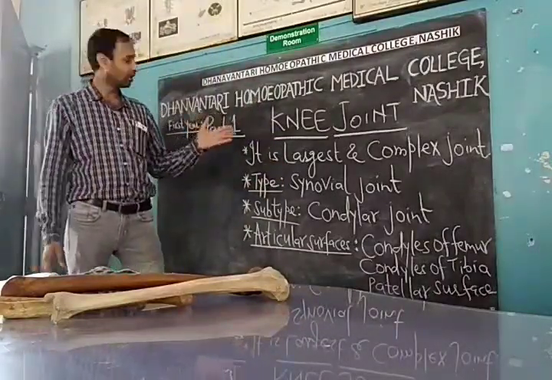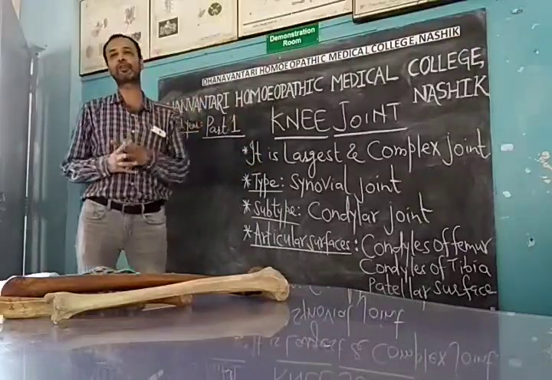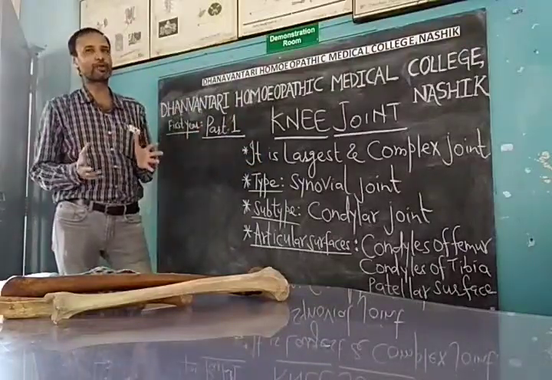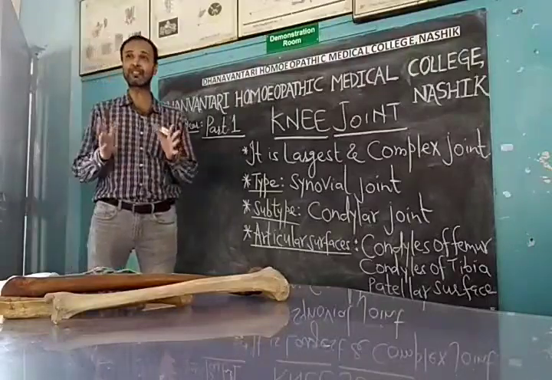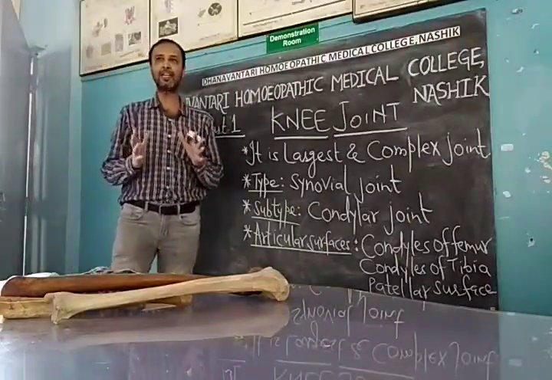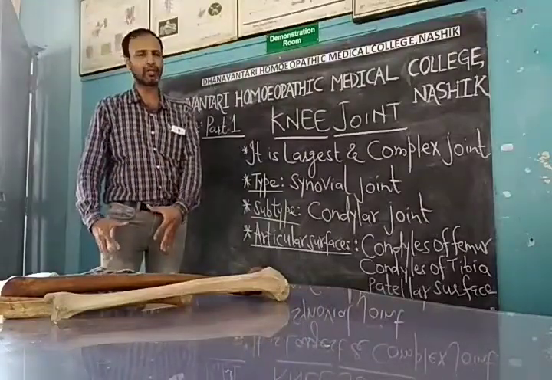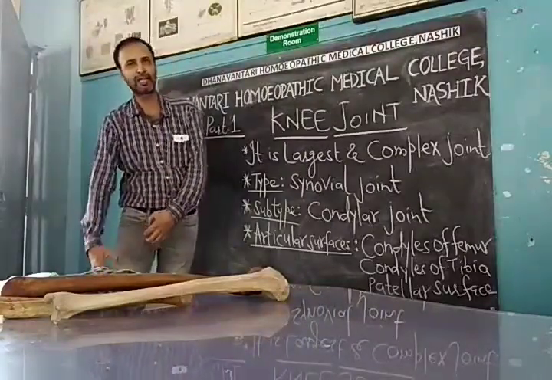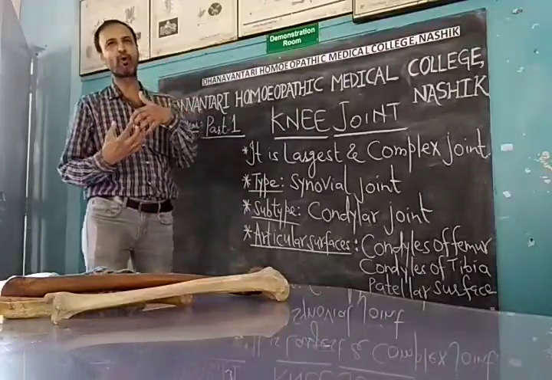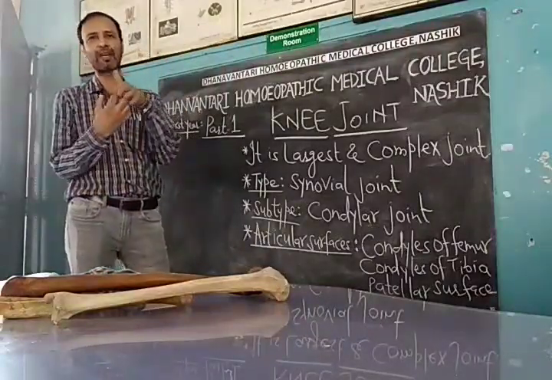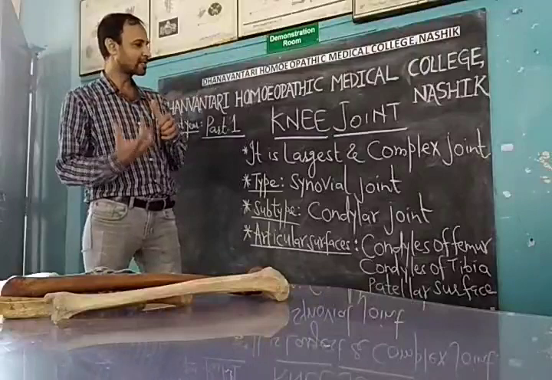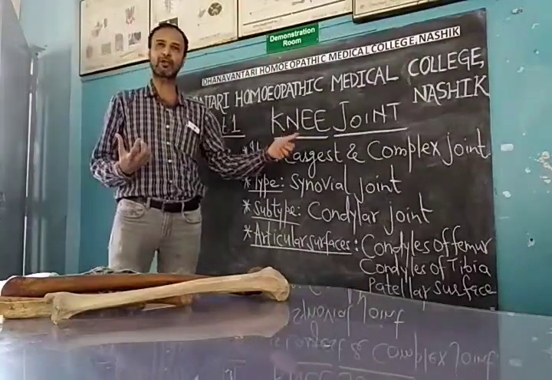Now, the knee joint is the largest and complex joint. If we have to define it, the knee joint is the largest and complex joint. It is the largest because the femur and the tibia, which are long bones of the lower limb, make the articulation. Now, why is it called complex?